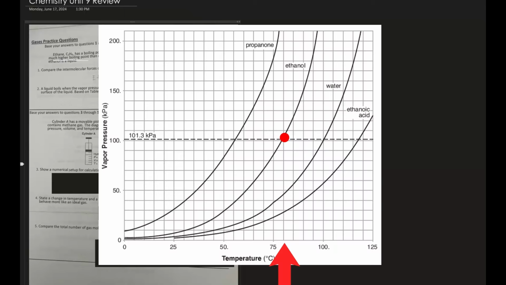So we can see on the dotted line where it says 101.3 kPa, that line intersects at a point with ethanol, right? So then we can go down here and see what temperature that lines up with, and we can see it's around 80 degrees Celsius. So our answer is 80 degrees Celsius.